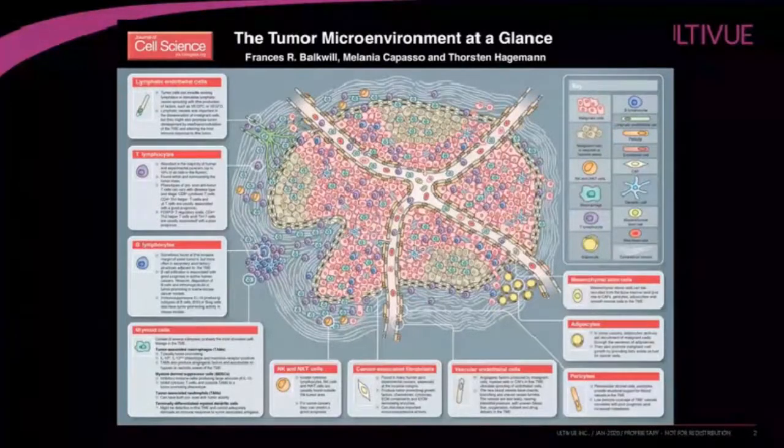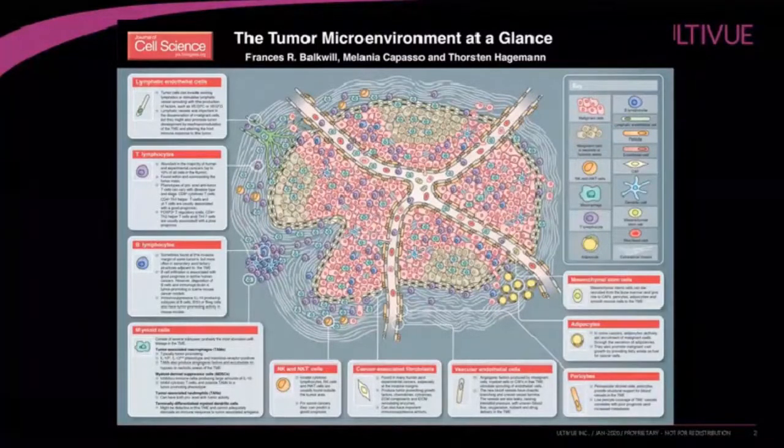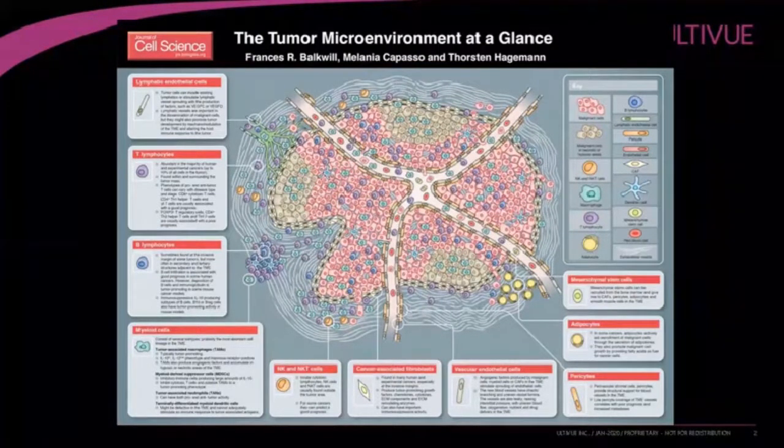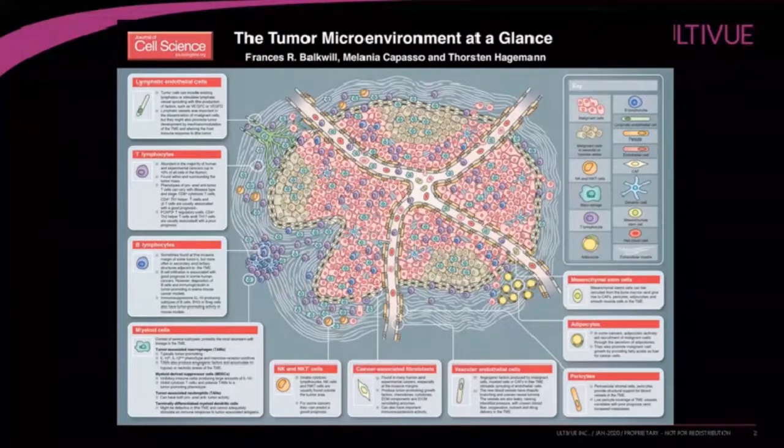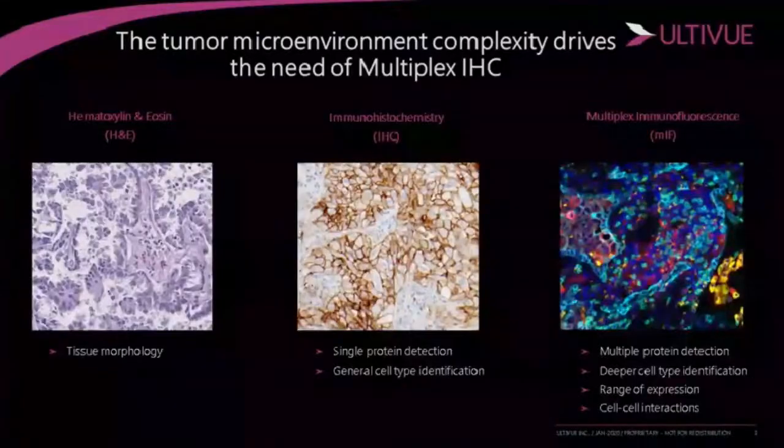First of all, why multiplex? If you look at this elegant representation of the tumor microenvironment, you will immediately see how complex it is and how many different cell types are involved. Each different cell type will require one or more markers to be identified, characterized, and quantified. So it's the tumor complexity that drives the need of multiplex IHC.